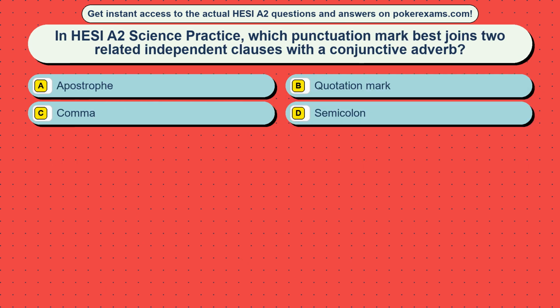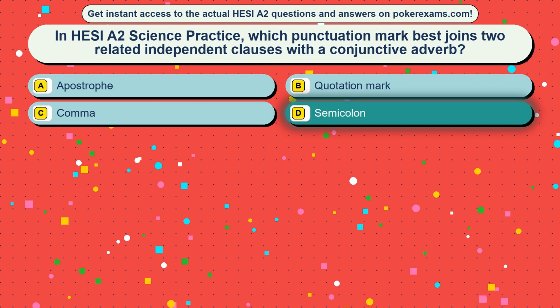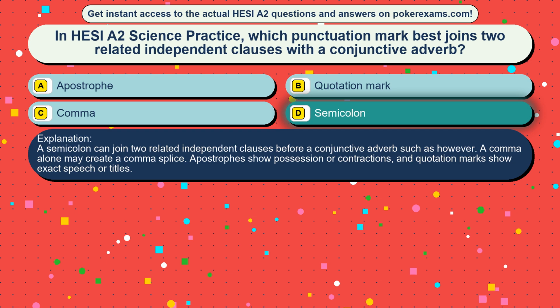Question 23. In HESI A2 Science Practice, which punctuation mark best joins two related independent clauses with a conjunctive adverb? Option A, apostrophe. Option B, quotation mark. Option C, comma. Option D, semicolon. The correct answer is option D, semicolon. A semicolon can join two related independent clauses before a conjunctive adverb such as however. A comma alone may create a comma splice. Apostrophes show possession or contractions, and quotation marks show exact speech or titles.